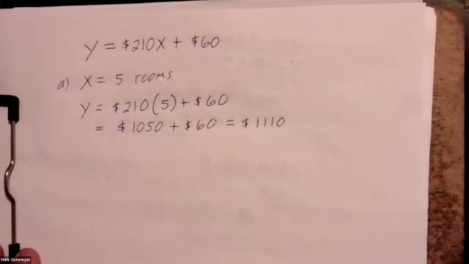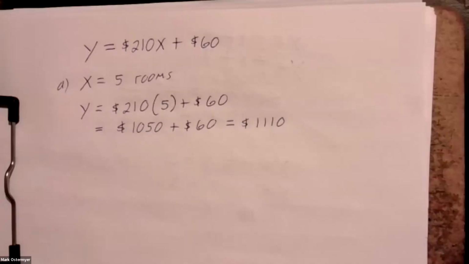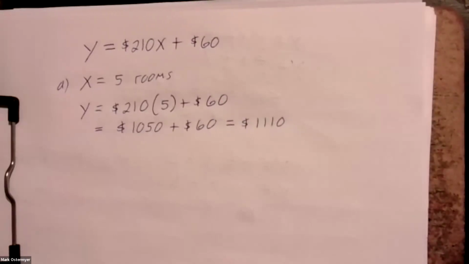Okay, did anybody come up with the equation that looks like that? Yes. Y equals $210 per room times X rooms plus $60, correct? And if you have this painter paint 5 of your rooms, it's gonna cost you how much? $1,110, correct?